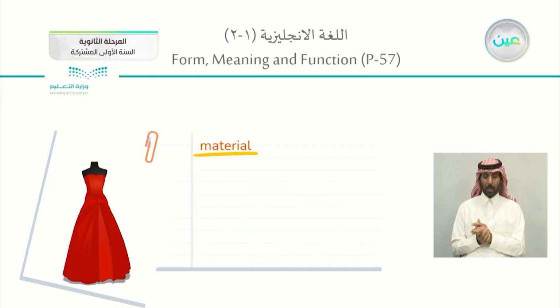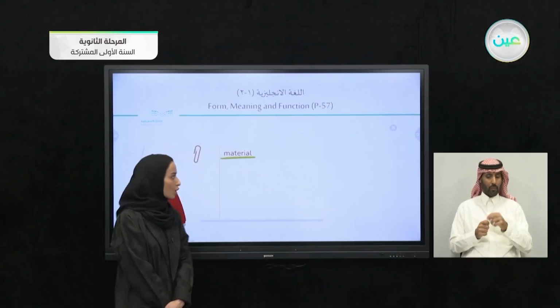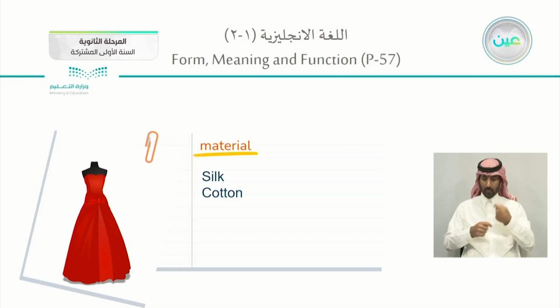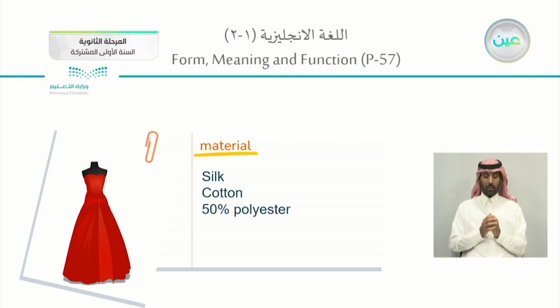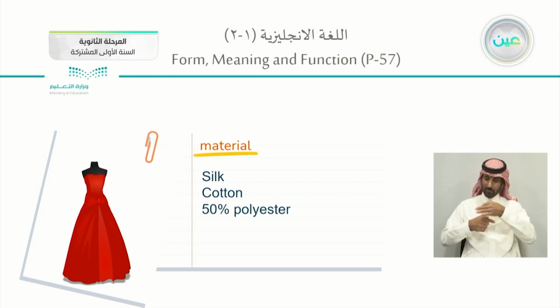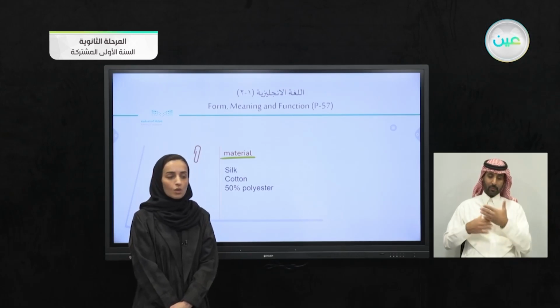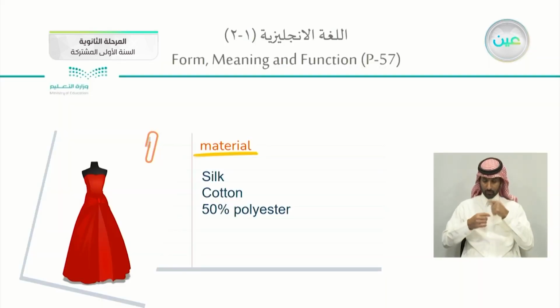Next, we're having a material. Let's look into this dress. What material is it made of? It is made of, I can say, silk material, cotton, or we can say that it is 50% polyester. It is a material, the fiber itself. So we're having silk, cotton, and polyester. Each one is a different word for the same group, which is material.